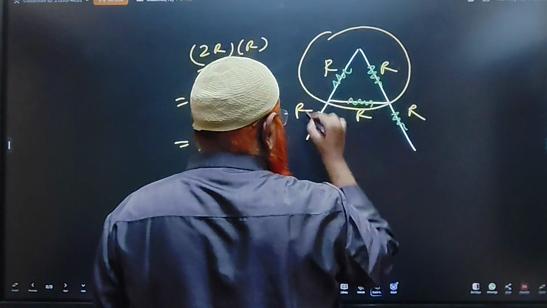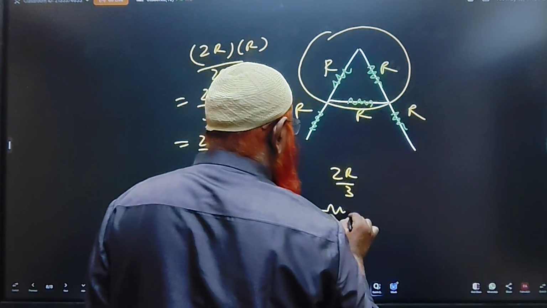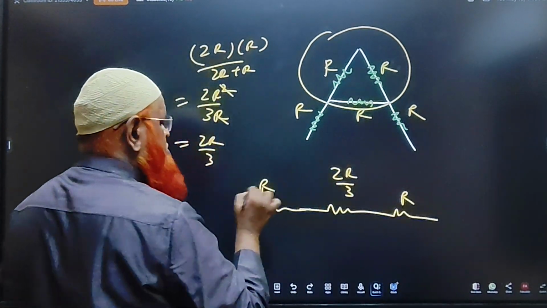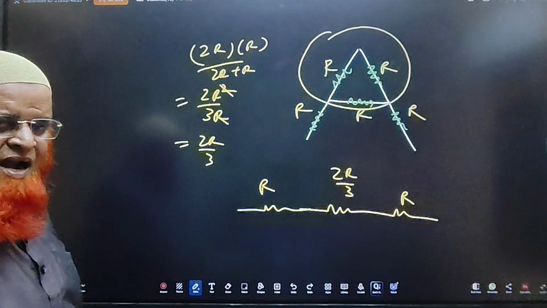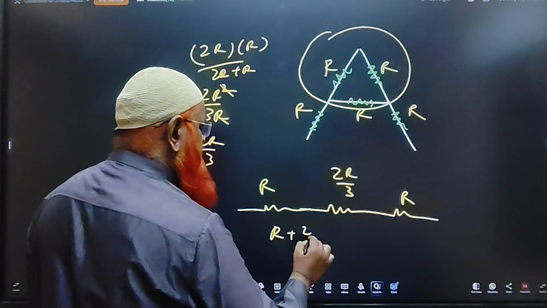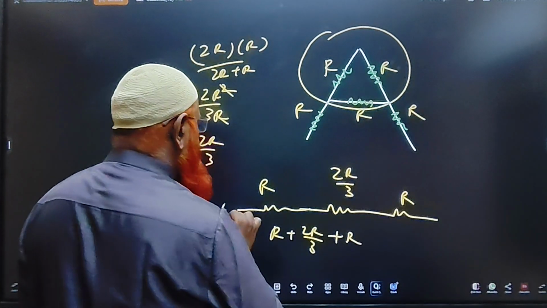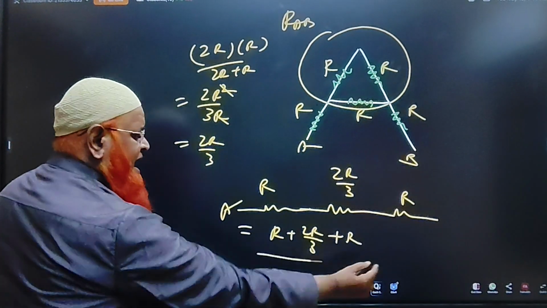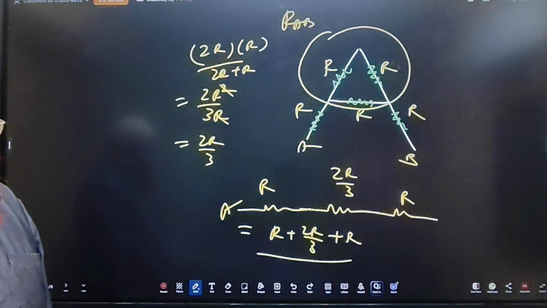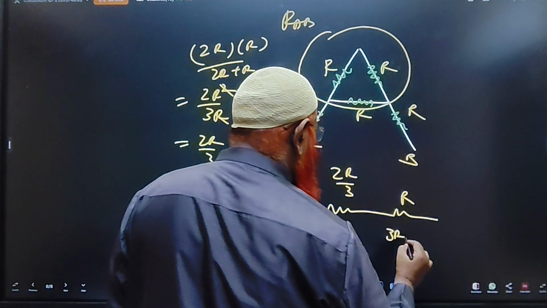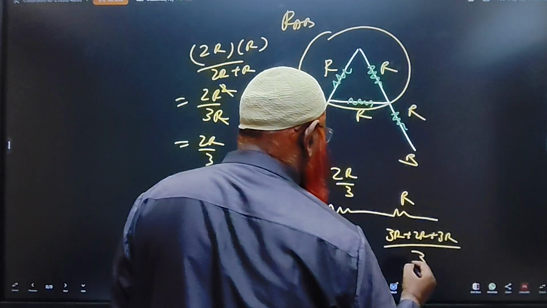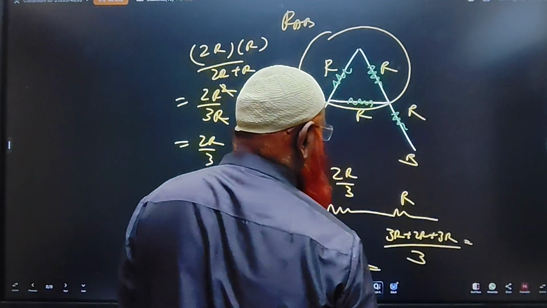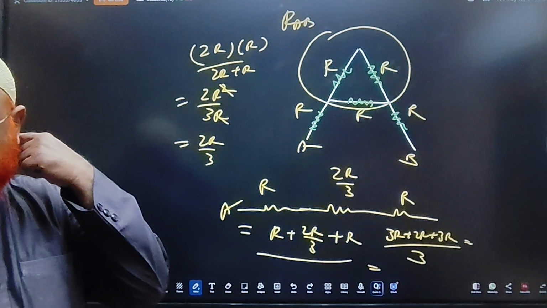So what is the upper part? It is going to be 2R by 3. And this 2R by 3 is connected to R, and this is connected to one more R. Now series connection means you just add them. You write R plus 2R by 3 plus R. That is going to be A, and this is going to be B. I am asking what is RAB. So you can just add and tell the answer. What is going to be the answer? 3R plus 2R plus 3R divided by 3. So how much is it? 10R by 3 or 8R by 3? 8R by 3, isn't it?